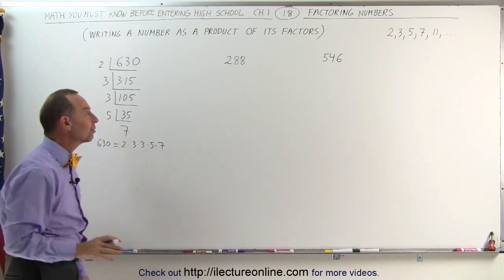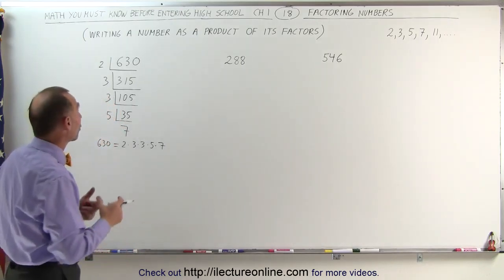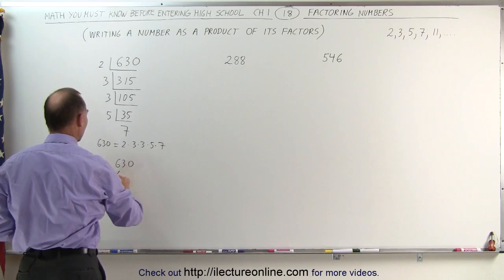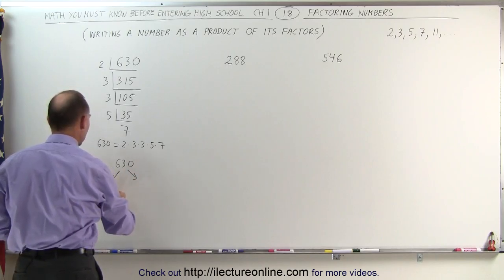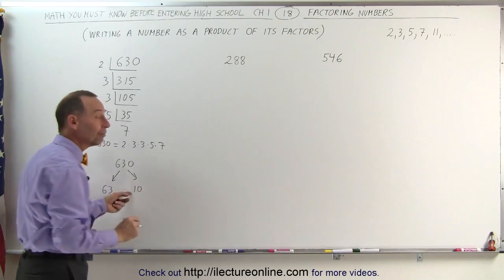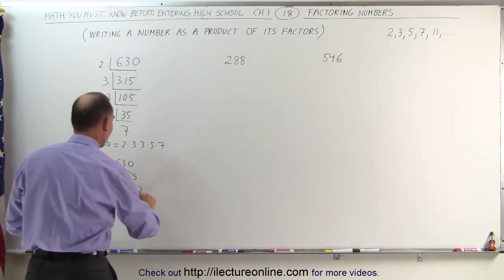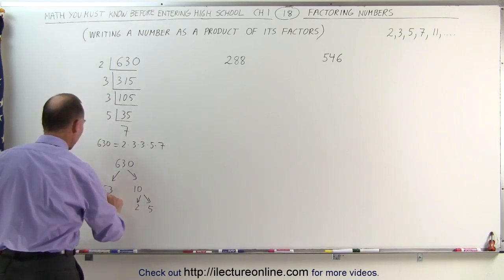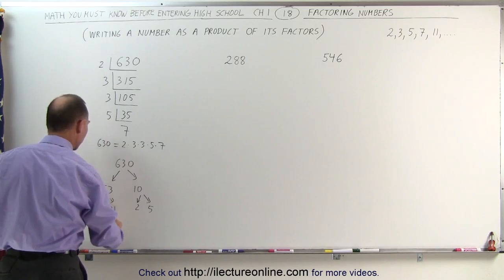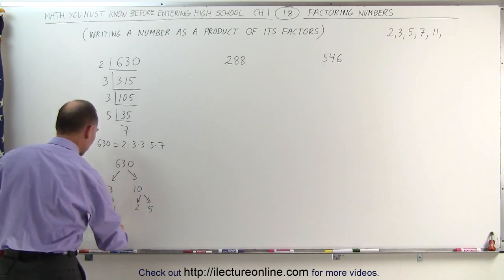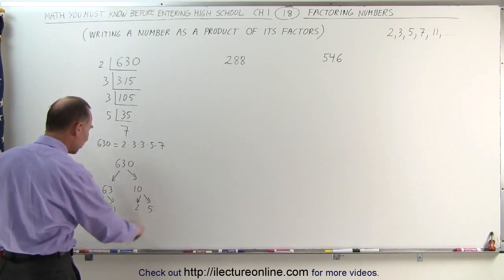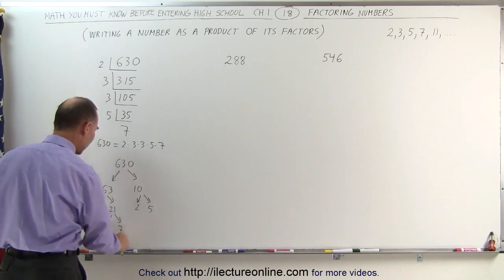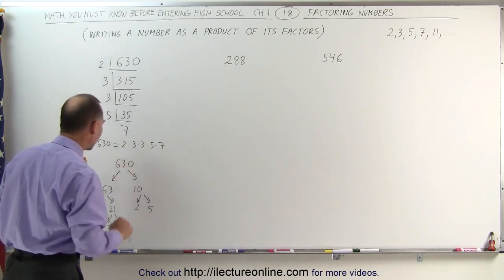Now there's another way, sometimes a quicker and easier way. For example, when you take the number 630, you can see that this number can be written as the product of 63 and 10. Now 10, we can very easily find the factors of. That is the same as 2 times 5. And 63 can be written as 3 times 21. And 21 can be written as 3 multiplied by 7. In other words, here are all the factors, just like what we found before. 630 can be written as 2 times 5 times 7 times 3 times 3. Of course, you could put them in any particular order.